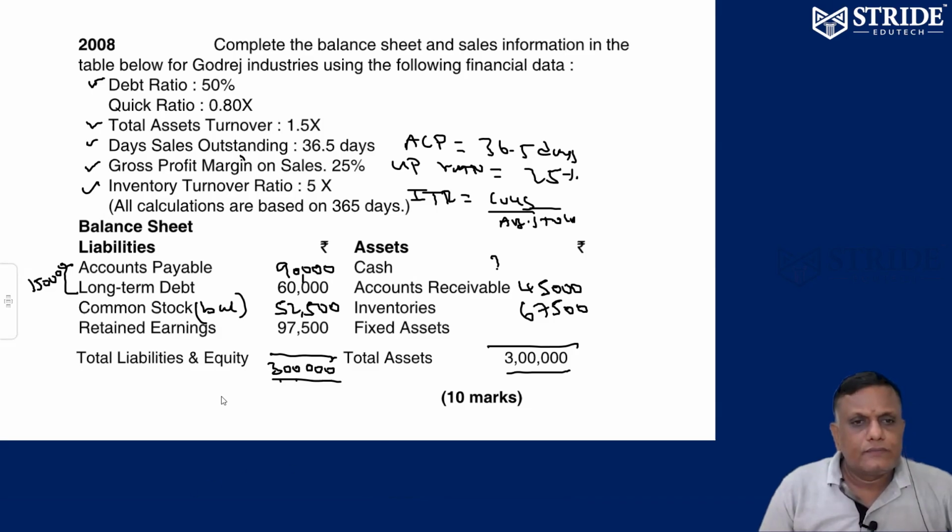Right. Next one. Stock is known. Any other idea? What is the turnover given? Right.